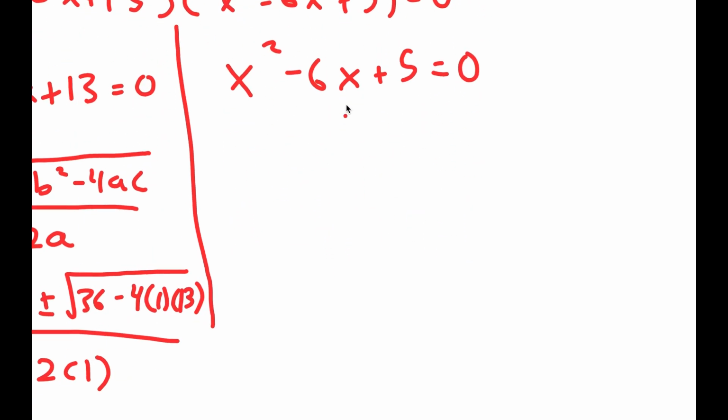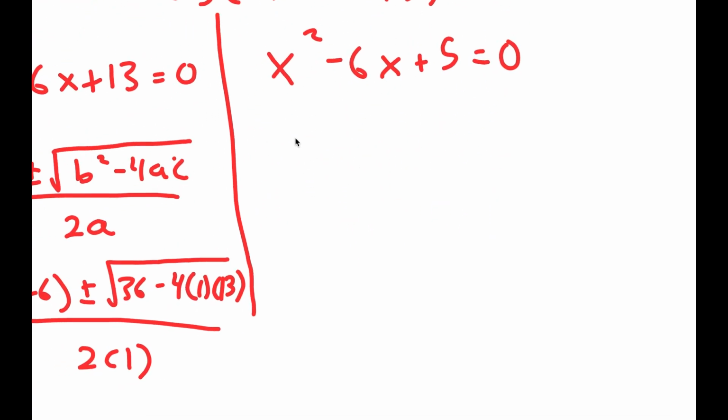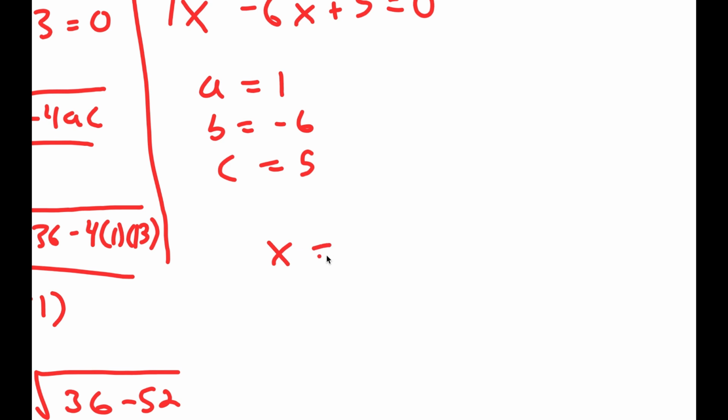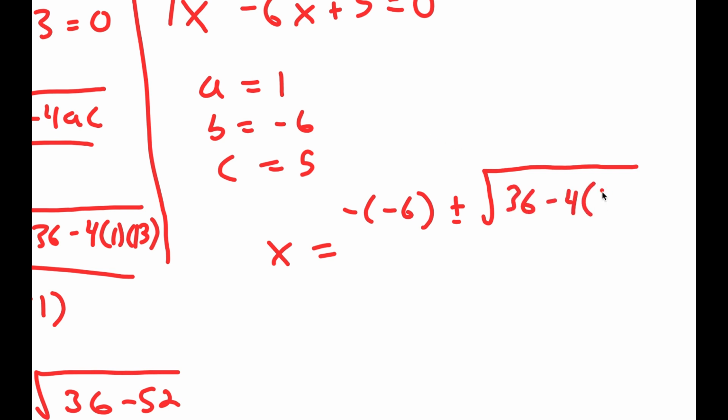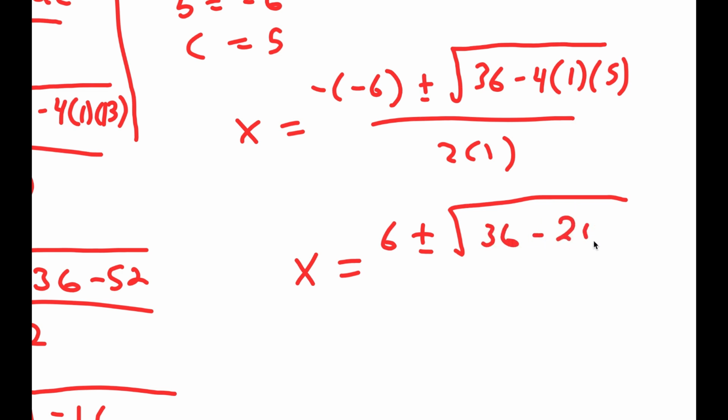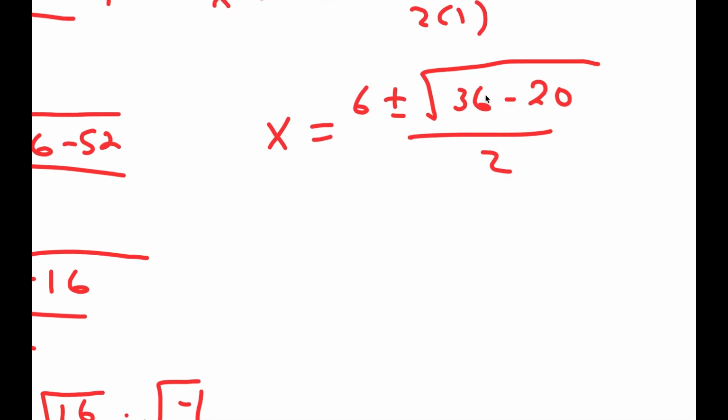And now for my other two solutions, I'm going to solve x^2 - 6x + 5 = 0. Same thing, we're going to use the quadratic formula. In this case, a is 1, b is negative 6, and c is 5. So I get x = (-(-6) ± √((-6)^2 - 4·1·5)) / (2·1). And this is equal to (6 ± √(36 - 20)) / 2.